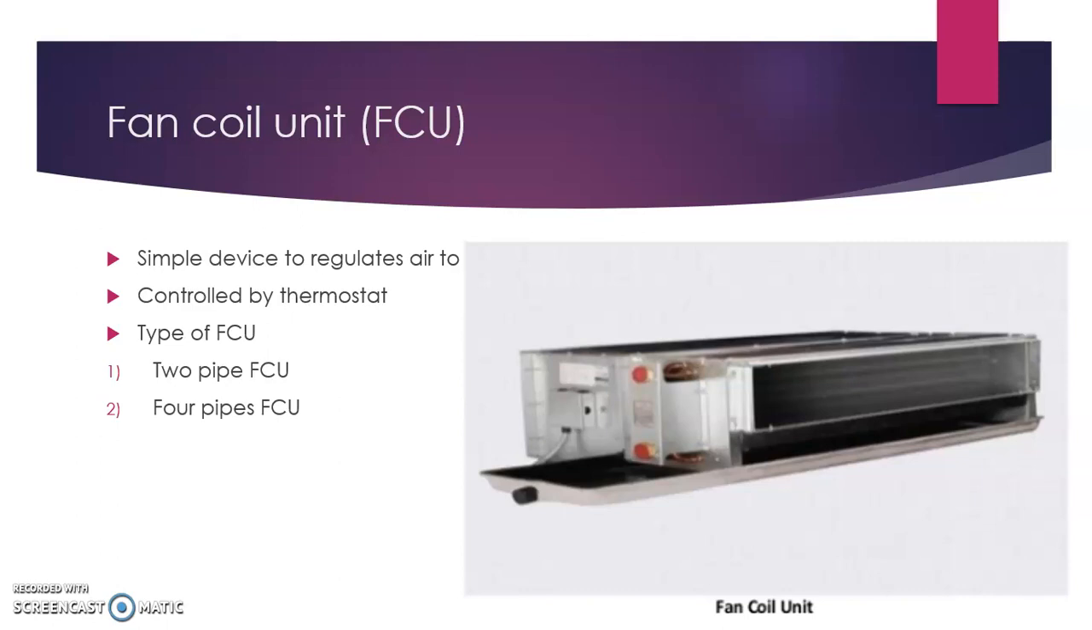So FCU is a simple device that regulates the air, and usually it is controlled by the thermostat. The thermostat is usually located inside the room, so that's why I say the FCU supplies the air to the selected zone, selected room. The room itself will be controlled by the thermostat inside the room that tells the FCU either to go low or to supply a big volume of air, velocity supply.